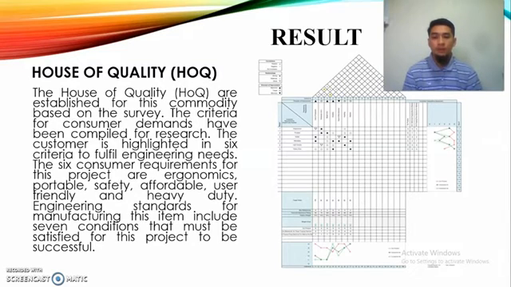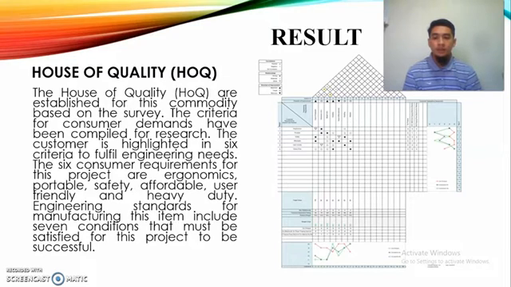Next, House of Quality. This is the HOQ for our product. The criteria for consumer demand have been compiled from research. The customer highlighted 6 criteria to fulfill engineering needs. The 6 consumer requirements for this project are ergonomic, portable, safety, affordable, user-friendly, and heavy-duty.